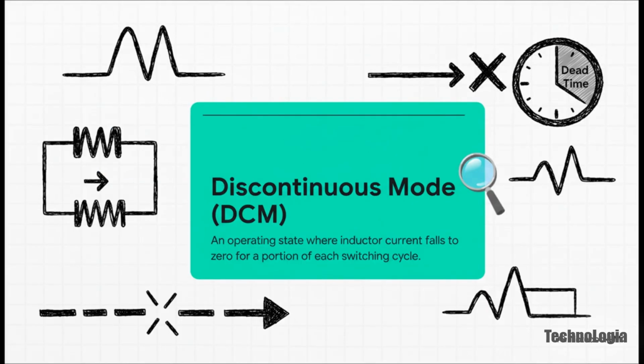This brand new state is called discontinuous conduction mode, or DCM. Now, discontinuous doesn't mean your power is flickering. It means the flow of energy through a key component, the inductor, is no longer a continuous stream. There's this little dead time in every cycle where the current is just sitting at zero.